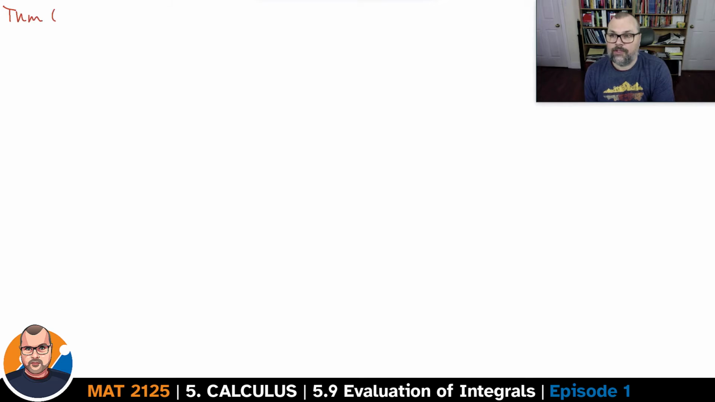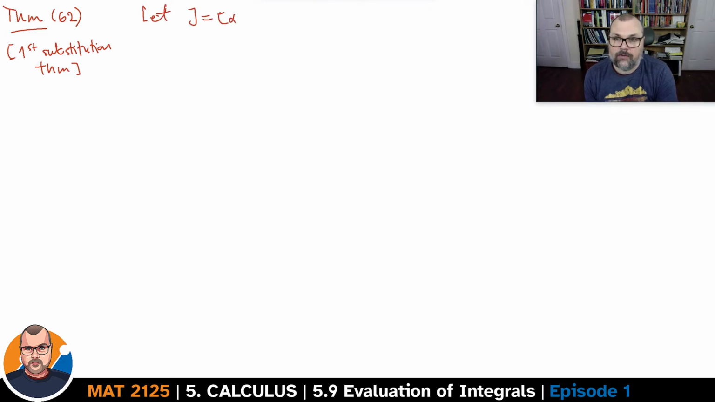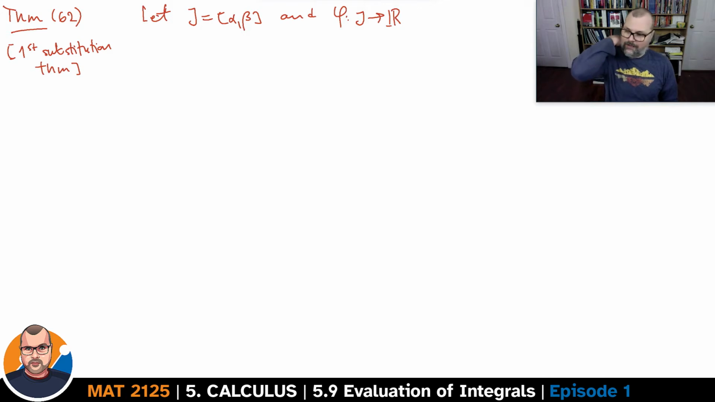Here's another result which is quite useful. This is the first substitution theorem. Let's assume you have some interval J, with endpoints alpha and beta, and some function phi from J into R, which has a continuous derivative on J. One thing that we must have in order for this to be true is that phi itself is continuous, even though it is not explicitly stated.